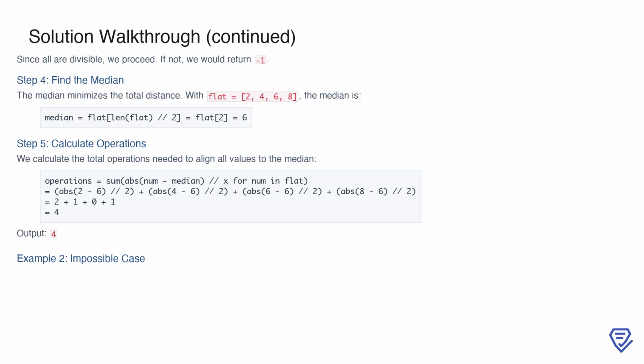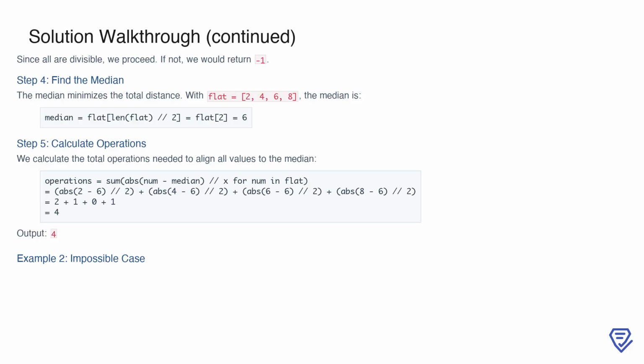The next step is to find the median of the list, as the median minimizes the total distance when aligning all values. With the flattened list 2, 4, 6, 8, the median is found at the middle index. Here, the median is flat[2], which is 6. Once we have the median, we calculate the total operations required to align all values to this median using steps of size x. The formula involves summing up the absolute differences between each number and the median, divided by x.